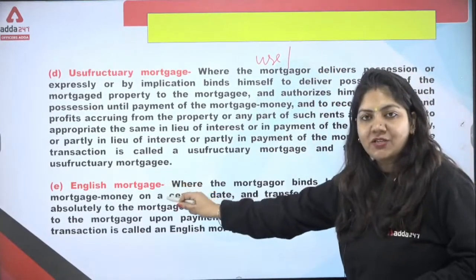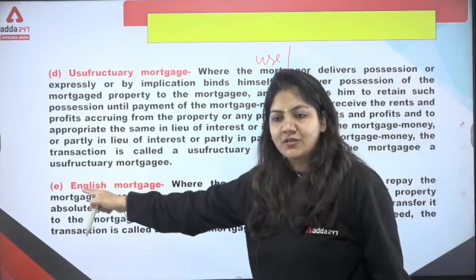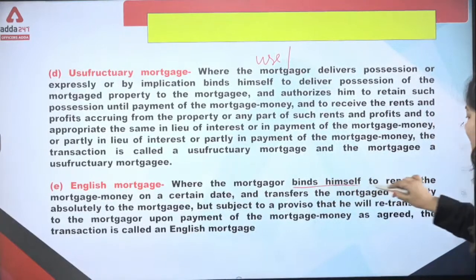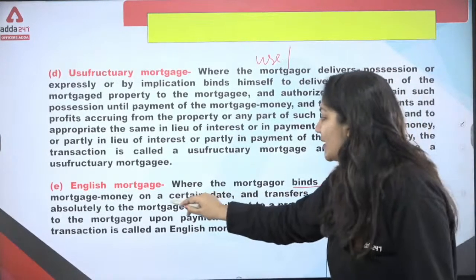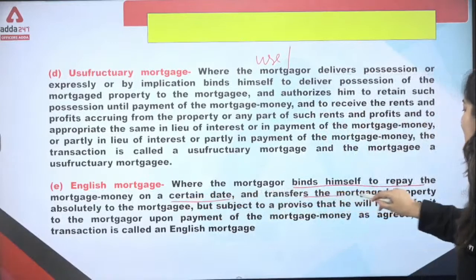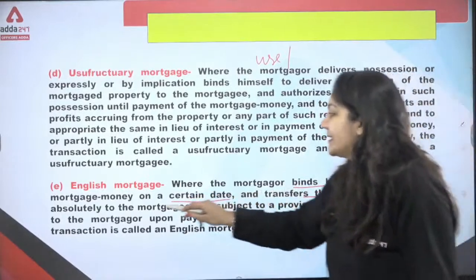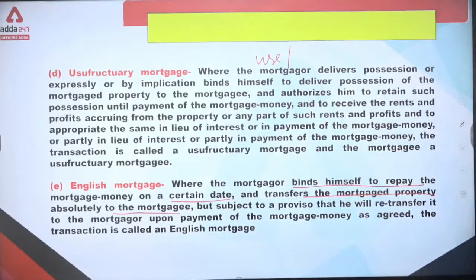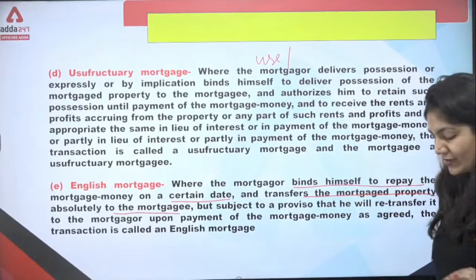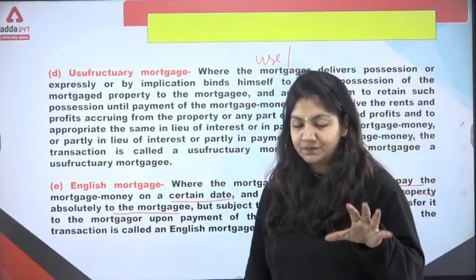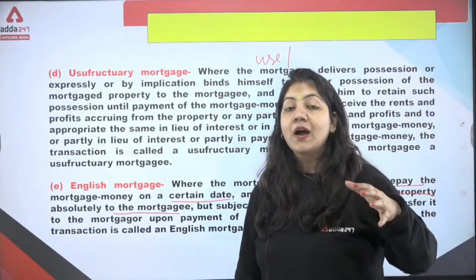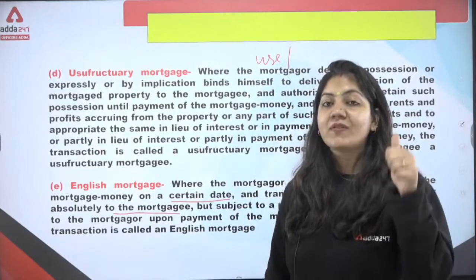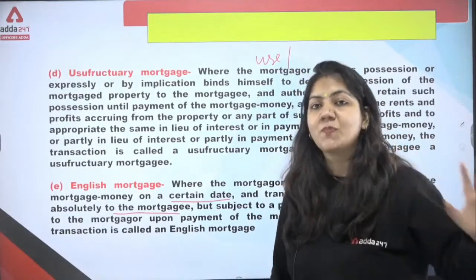What is English mortgage? First of all, just see the section E. English mortgage, where the mortgager binds himself to repay the mortgage money on a certain date and transfers the mortgage property absolutely to the mortgagee. This is important. And those students who have noted down all the sections, they will definitely crack the LRAB with more percentage.